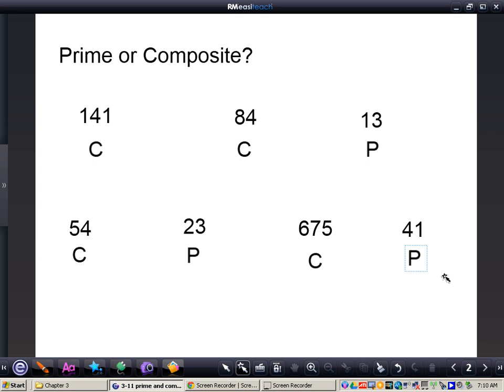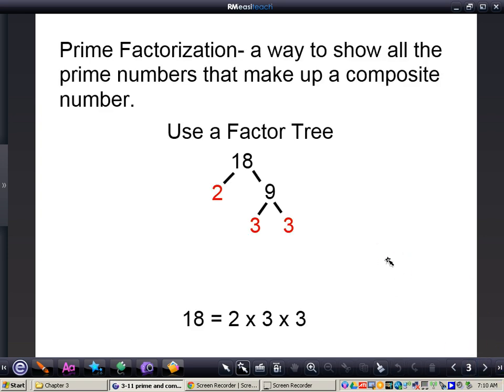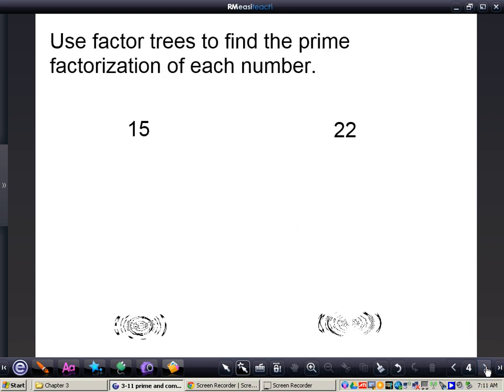Now what we're going to do is go through an exercise or a way to figure out whether a number is prime or composite, just another way, and try to find the prime factorization of a number. Now I want you to write this down in your notes. Prime factorization is a way to show all the prime numbers that make up a composite number. Okay, and we're going to do this by using what's called a factor tree. So we're going to take a look at some numbers here and find the prime factorization of these numbers.